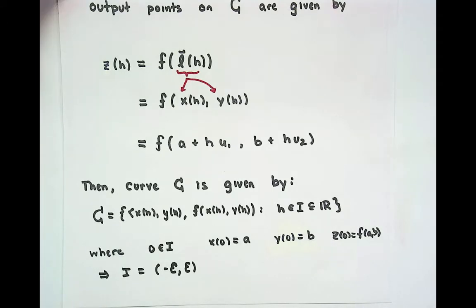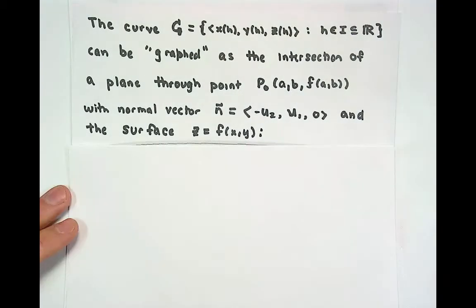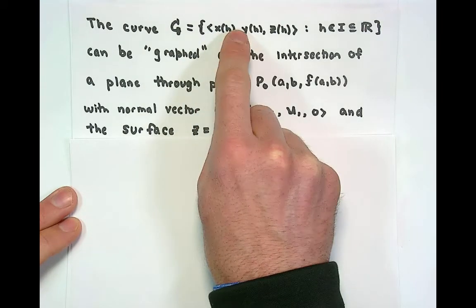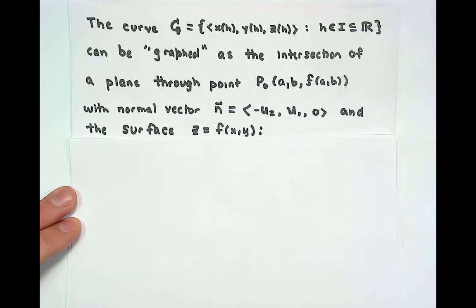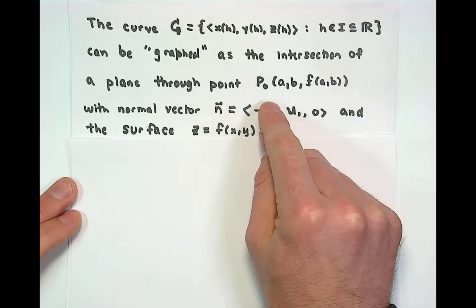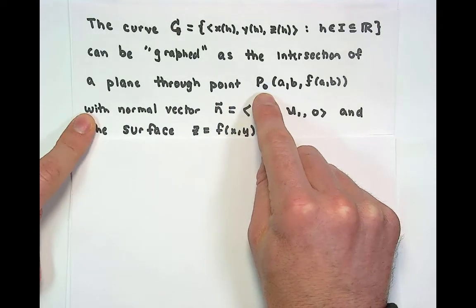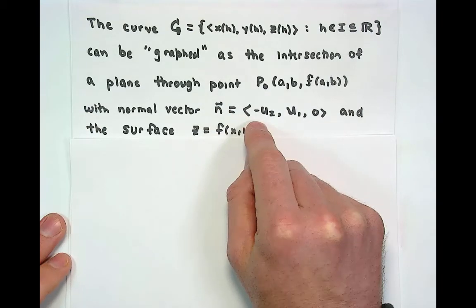Let's visualize this curve, which is step 1 of the process of constructing derivatives. So here we have this curve C, which has 3 coordinates, x of h, y of h, z of h, where our parameter h is chosen appropriately. We can graph this curve as the intersection of the plane through the point P naught on our surface, and then with the normal vector orthogonal to the direction u.